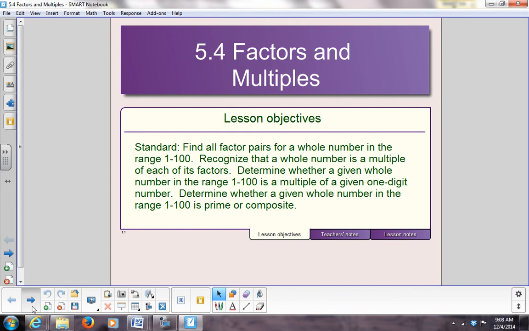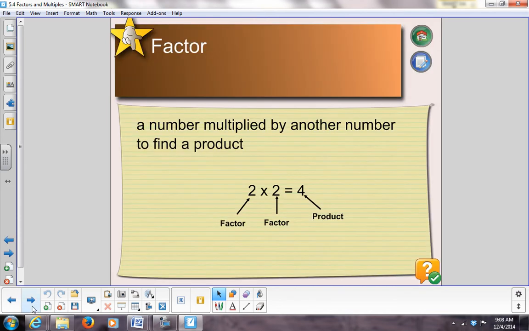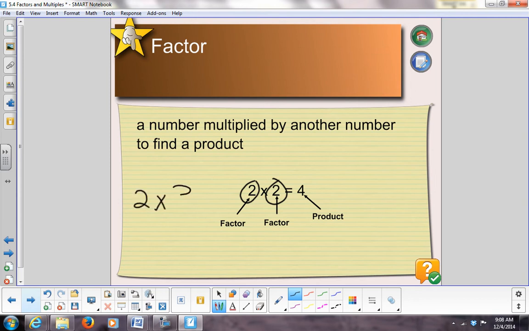Okay? All right, so remember what a factor is. A factor is a number that is multiplied by another number. So we have a factor here of 2. 2 times 2 is 4. Factor is 2, factor is the other 2. If it was 2 times 3, 2 would be a factor, 3 would be a factor of 6.